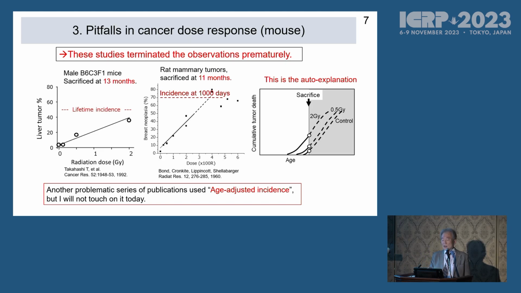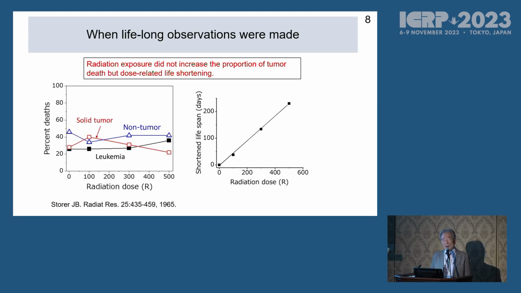So my interpretation is on the right panel. Radiation causes a shift of the onset age to younger ages. And if the observation is terminated prematurely, then we will get a wrong conclusion. That's the point. And there are examples showing that when lifelong observation was made, the proportion of mice dying by cancer or non-cancer does not increase. I'm amazed. It was 1965, more than half a century ago. But we didn't take that information carefully. And the right side panel shows that radiation exposure causes life shortening. That's a very clear message.